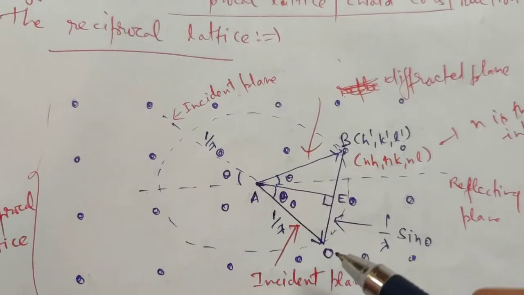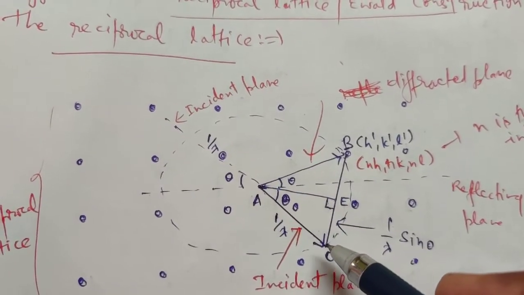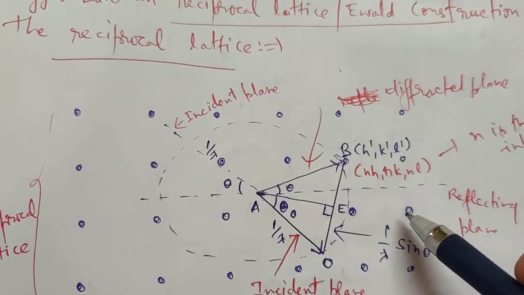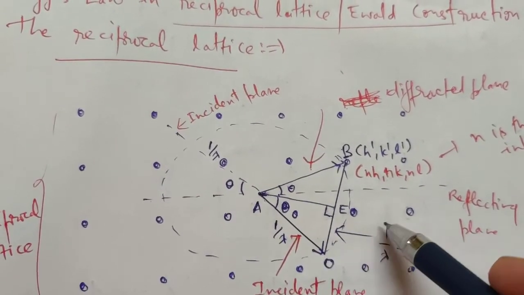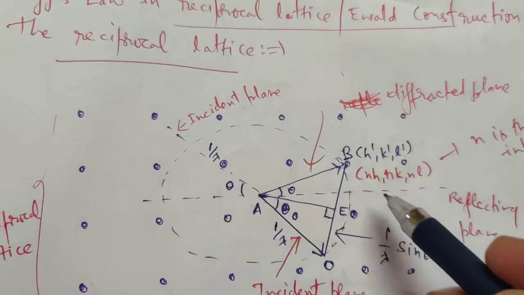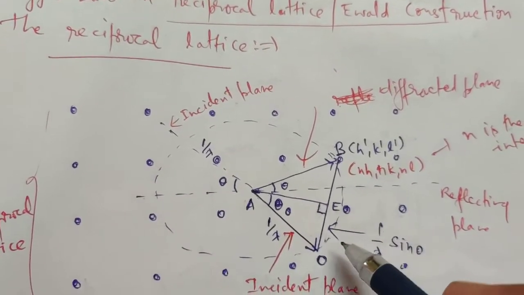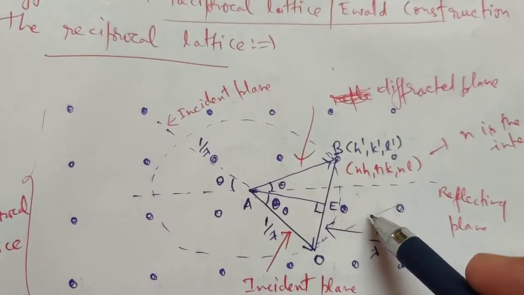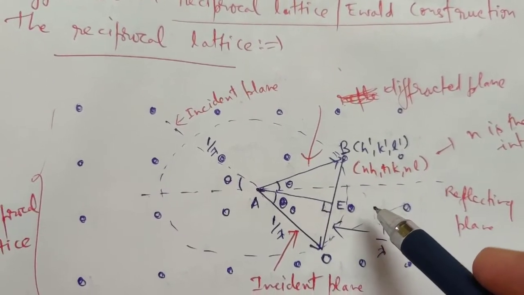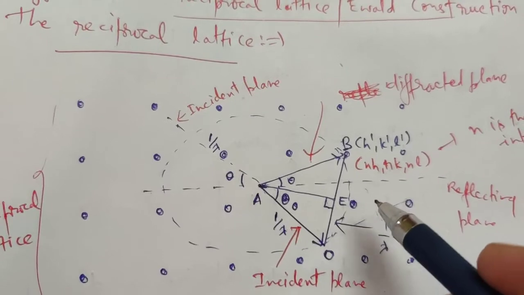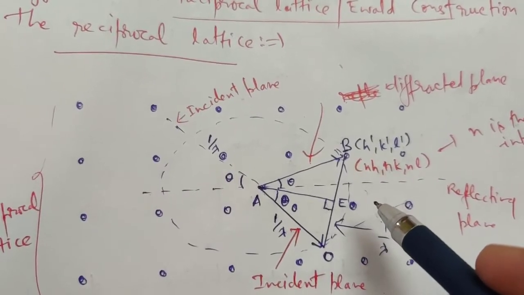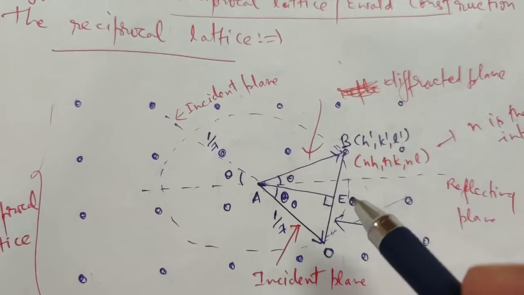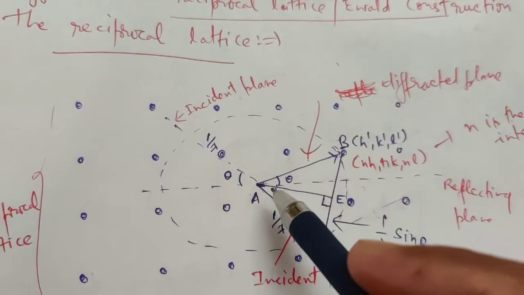Now you can say that if I join another point, if I join from this origin to this reciprocal lattice point, and then draw a perpendicular bisector on this line, will this be a Bragg plane? No, this will not be a Bragg plane because this is not satisfying your Bragg's condition. Bragg's plane will be the plane that satisfies your Bragg's condition. So this will not be a Bragg plane. This will be the Bragg plane.